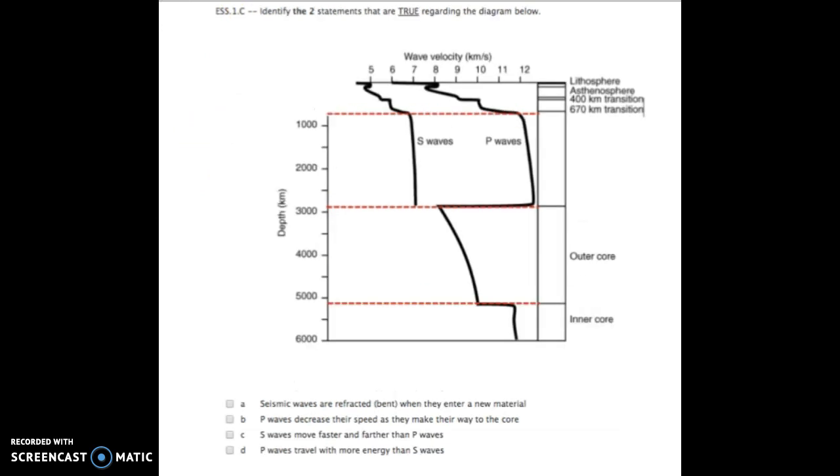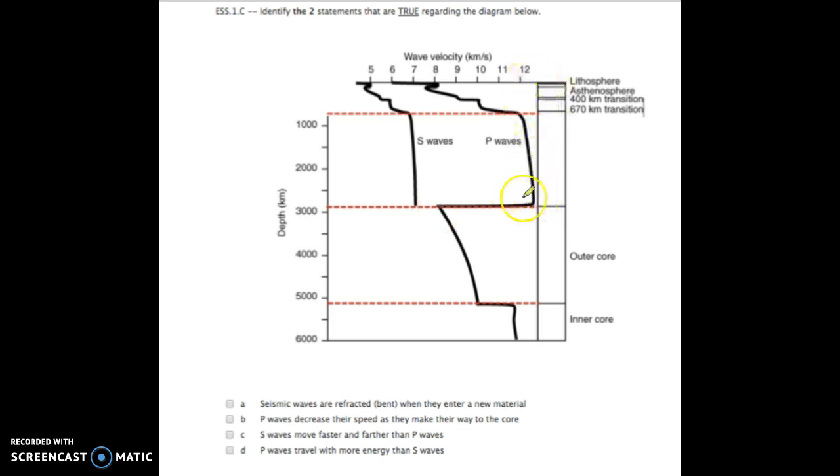Now we're going to look at the entire thing and try to find two statements that are true regarding the diagram below. The first one says, seismic waves are refracted or bent when they enter a new material. As we talked about on the previous slide, we can see that already. As soon as it hits the asthenosphere, it changes directions. It hits the mantle, it changes directions. All of a sudden it's picking up speed, and then it hits a new layer and dramatically decreases speed.